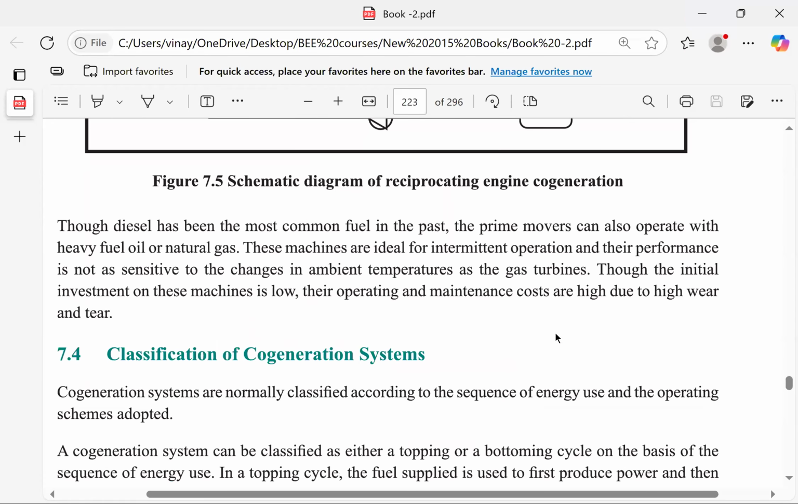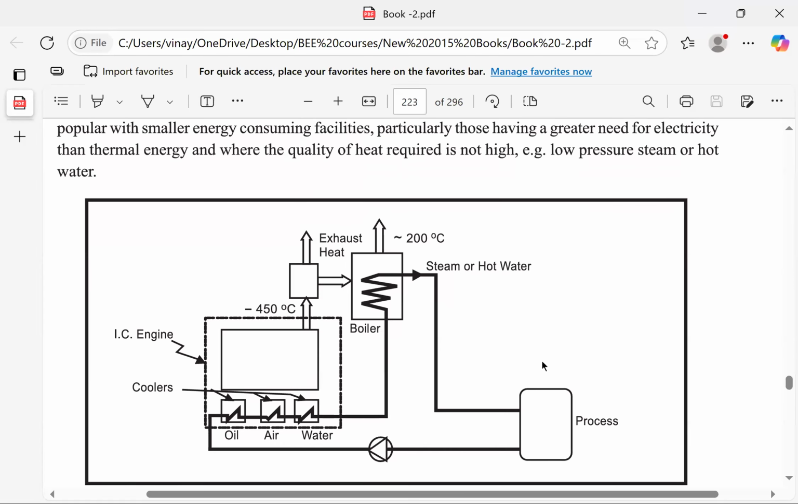Sir, one question. Basically, this steam after using in the process is getting converted into water, right? And that water is again fed to the oil cooler, air cooler, and water cooler. Then again it absorbs the heat from this oil, air, water, and again it is fed to the boiler. This is correct, sir?